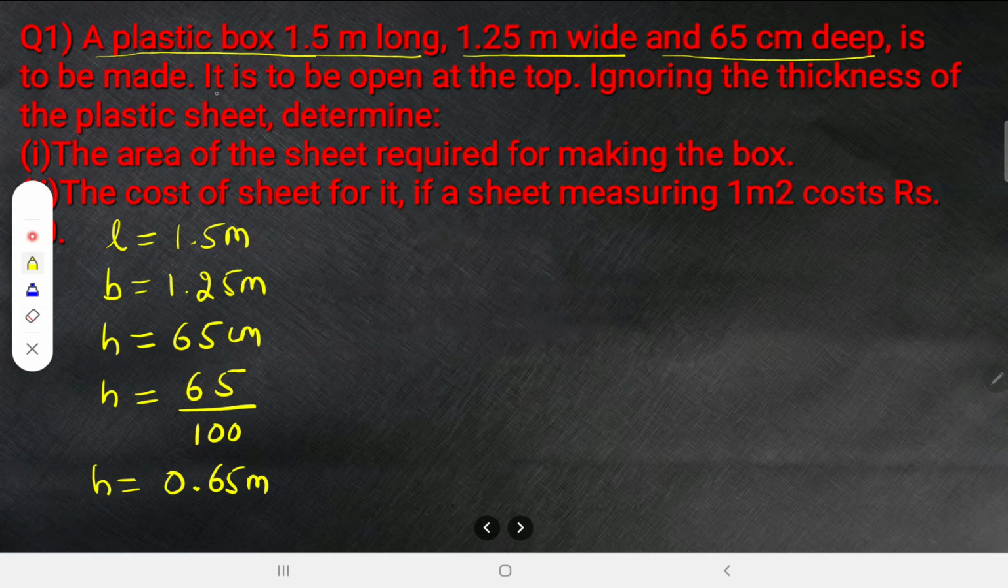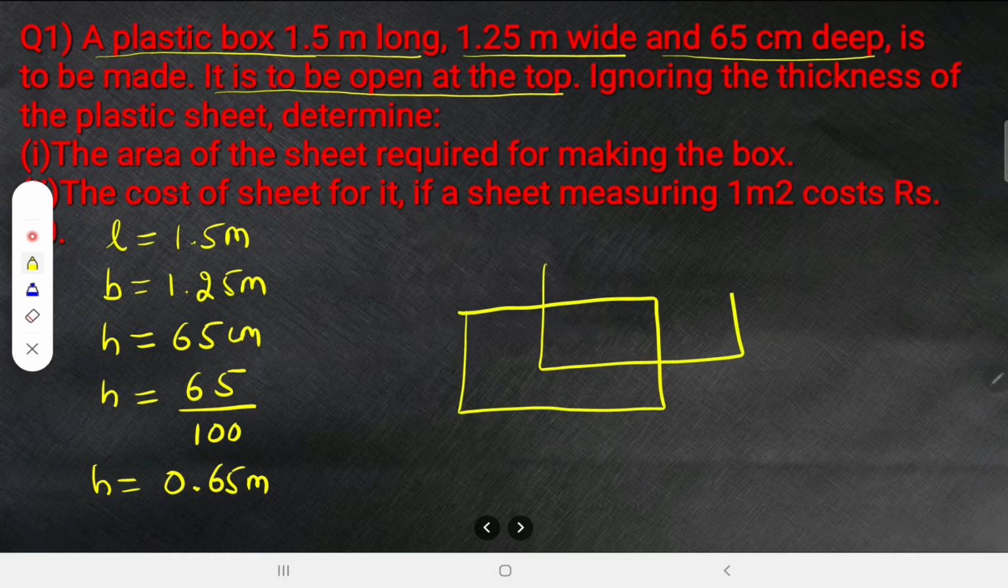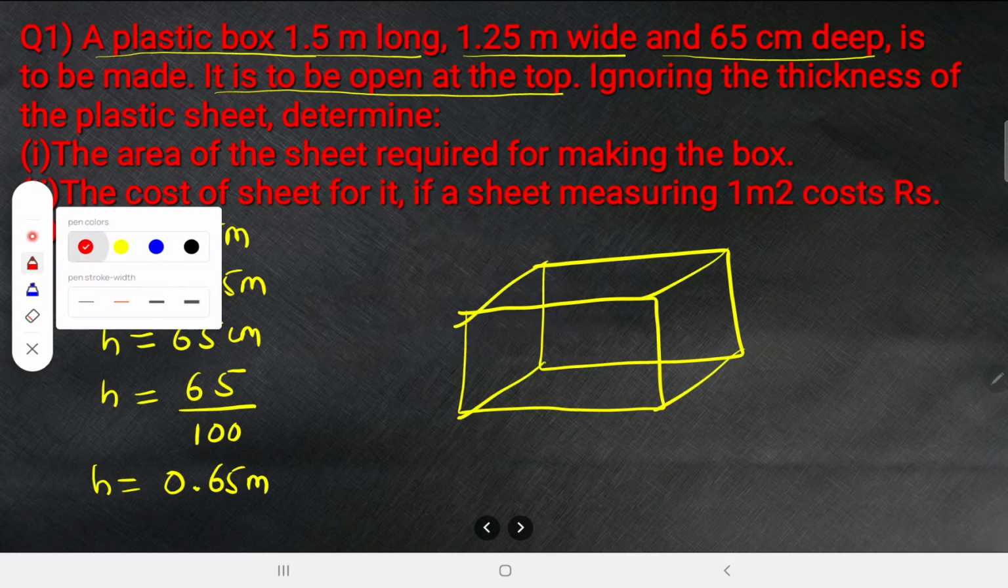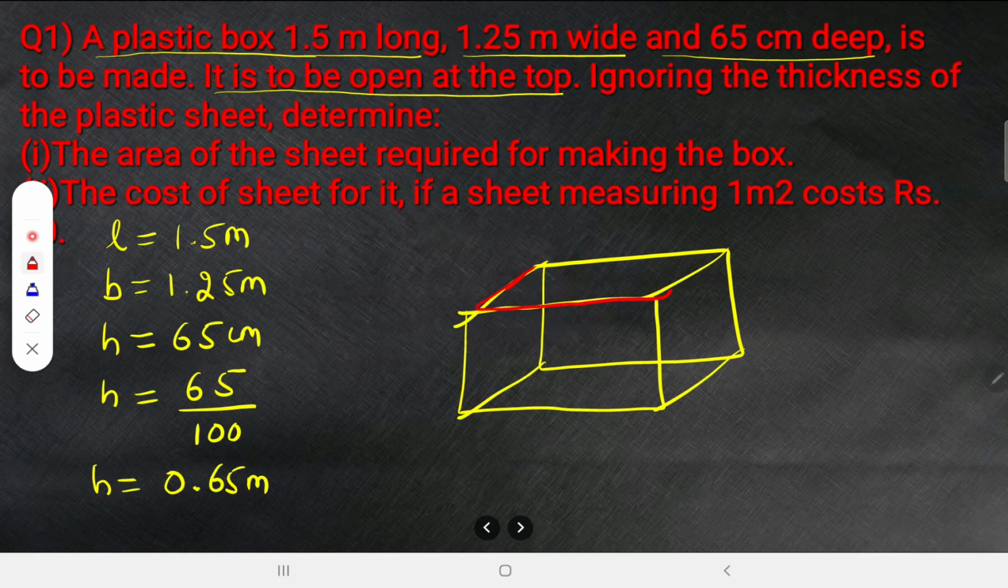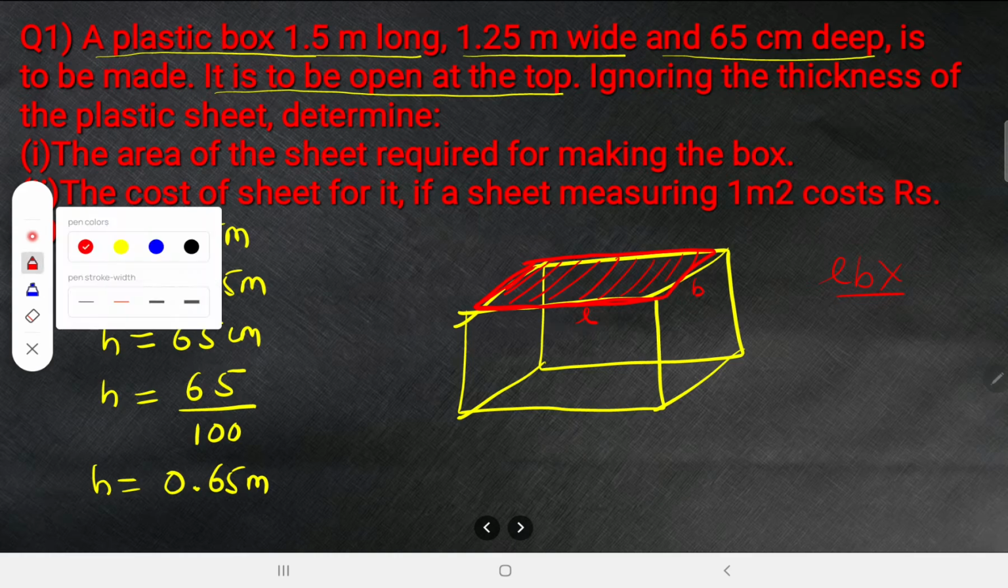Now what they're asking: it is to be open at the top. What is the meaning of it should be open at the top? Look at this. If you draw the box here, this is a cuboidal box, no? So this is the box, and it has to be open from the top. Whatever I'm shading red now has to be open. This is the top, so this is length and this is breadth. So one LB has to be cancelled. Whatever I have shaded red just now has to be cancelled. This is open.